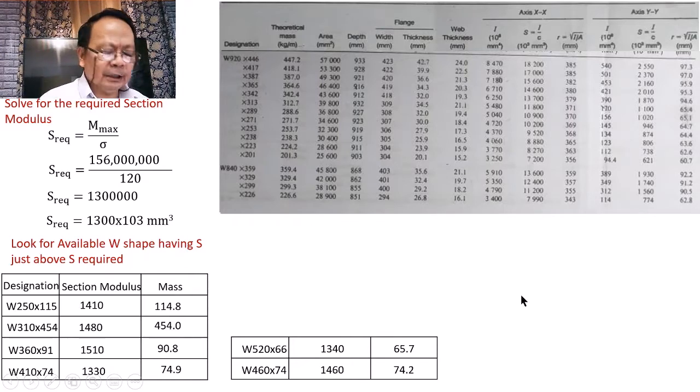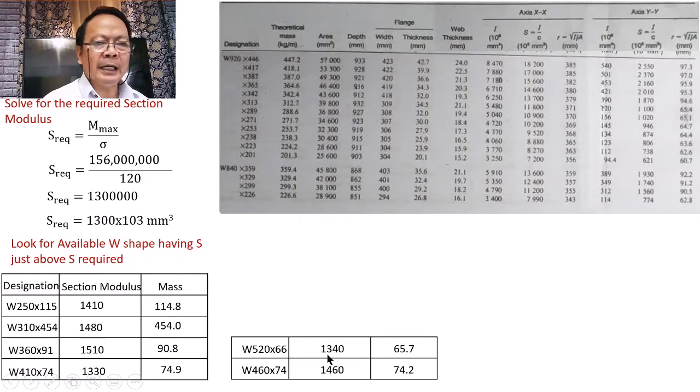Ngayon, pagkatapos natin makita yung available, mamimili tayo alin sa mga napili natin na may pinakamagaan. And you will find that this one is the lightest. Diba? 65.4 followed by 74.2. Kaya lamang, hindi tayo tiyak na itong 65.4 ang ating gagamitin, W520 by 66. Kasi ang kanyang available section modulus is just 1,340.